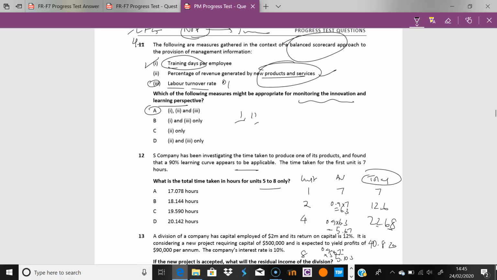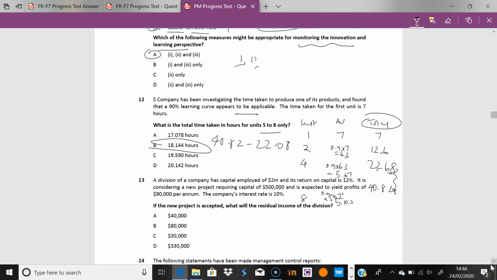So it must be the difference between these two. So that's how we build this thing. Just create your 3 columns and you're fine, literally. So subtracting 40.82 minus 22.68 takes us to 18.144. Cool, great.